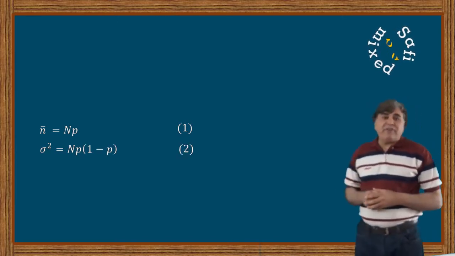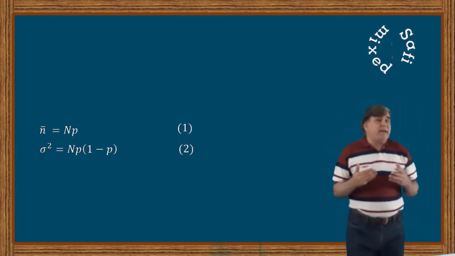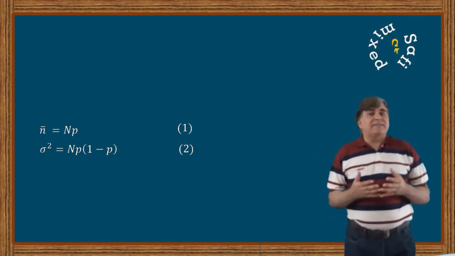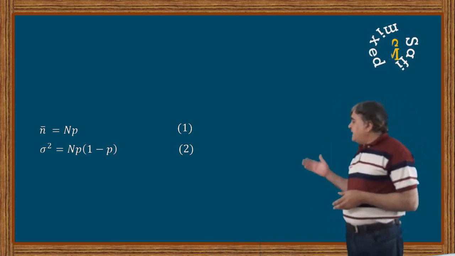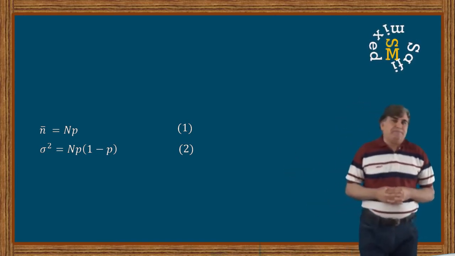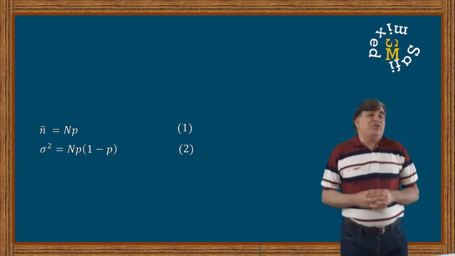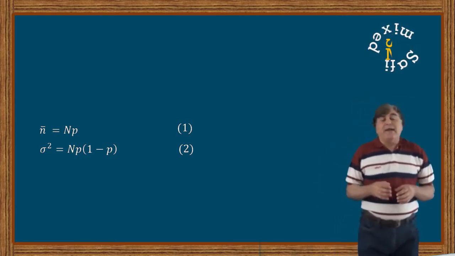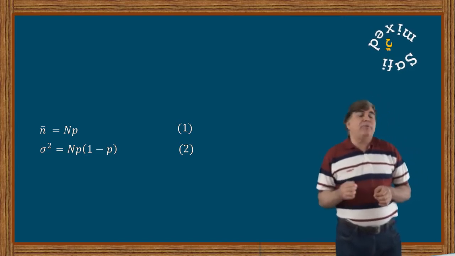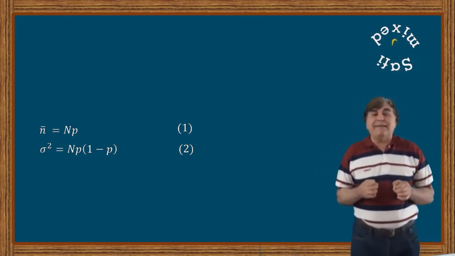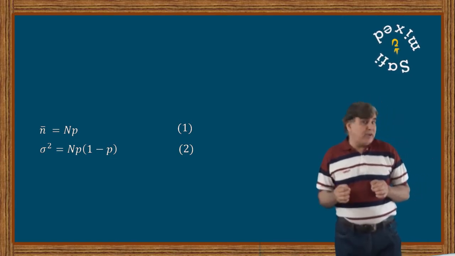That is, the average is given by capital N times P and the variance is given by capital N times P multiplied with 1 minus P. In this equation, capital N is the total number of trials and P is the probability of occurrence of one of the two possible events in a single trial.